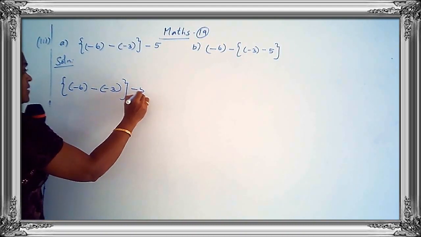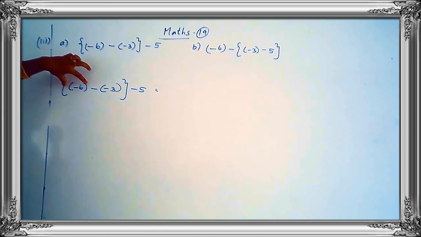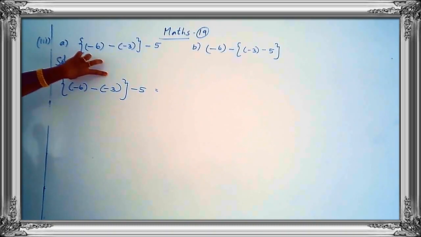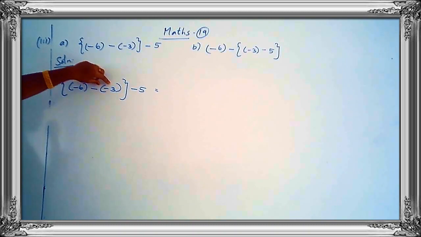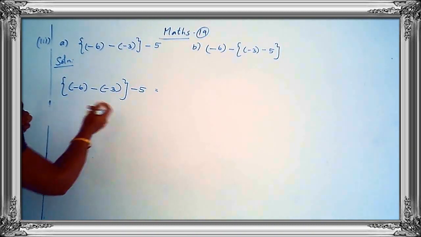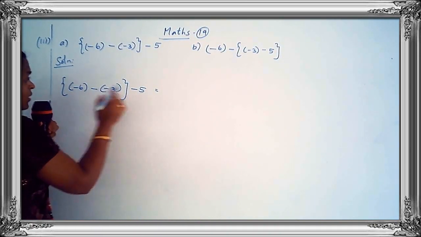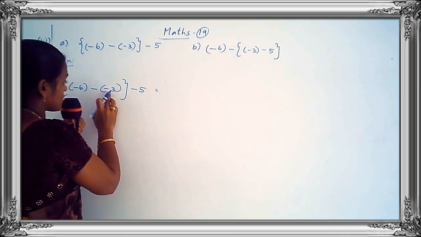Okay, children. So you see here two types of brackets. First bracket is close bracket and another bracket is curly bracket. Okay, so first of all we have to find the value of curly bracket inside. Okay, children, so curly bracket inside what is there? Minus 6 minus of minus 3. Okay, so now let us find minus 6 minus of minus 3. How much is your value? Minus 6 minus of minus 3.